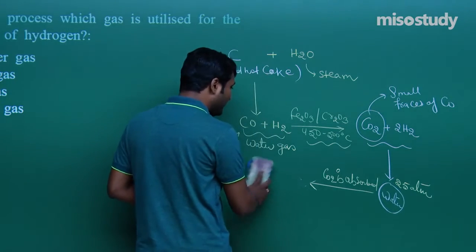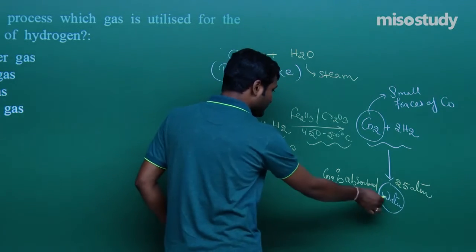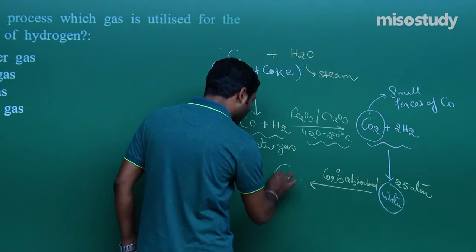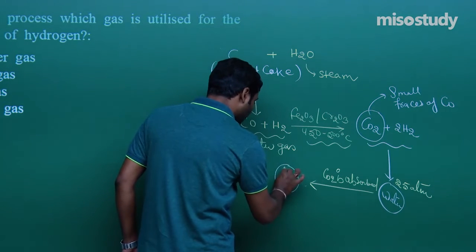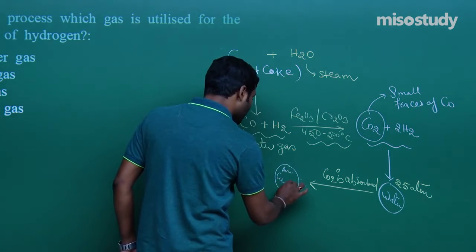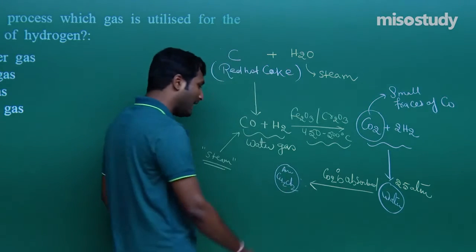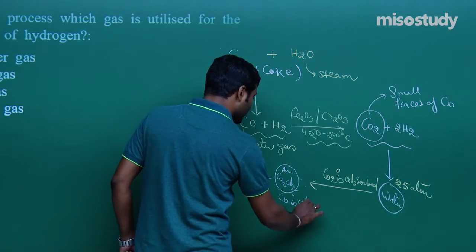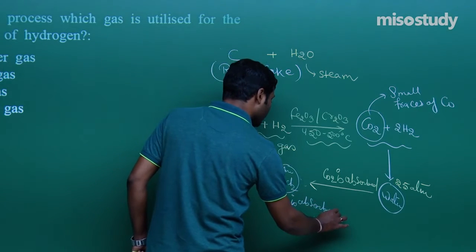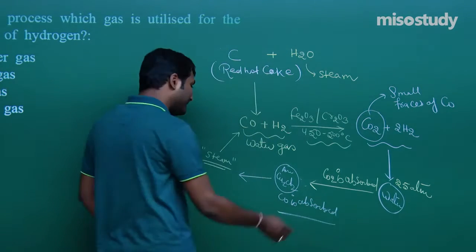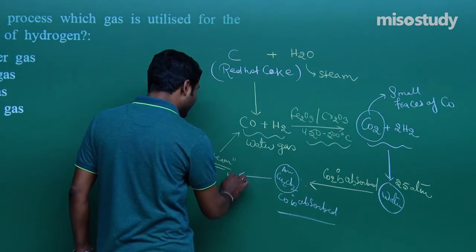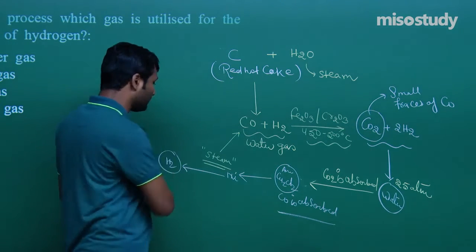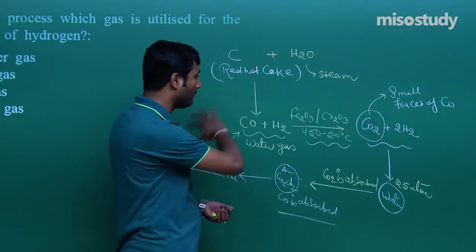It's very simple. Now this mixture is passed through the ammoniacal Cu2Cl2. Now here what will happen? CO is absorbed. Clear? Now this is again passed through nickel. Now we will get pure hydrogen. Clear? This is the complete cycle.